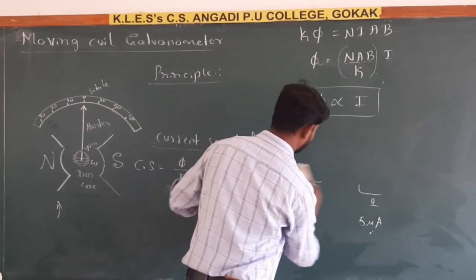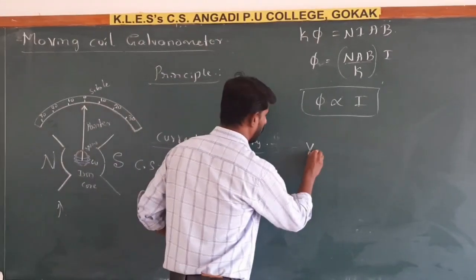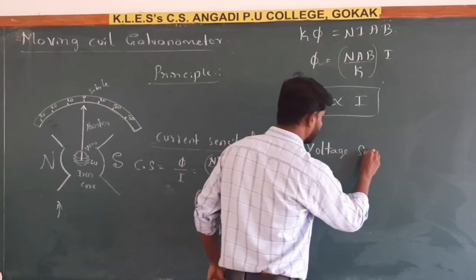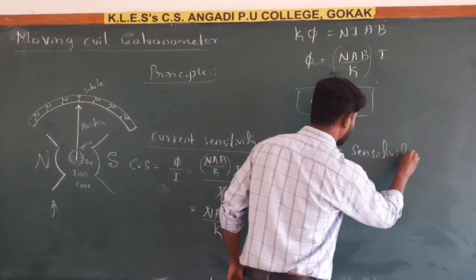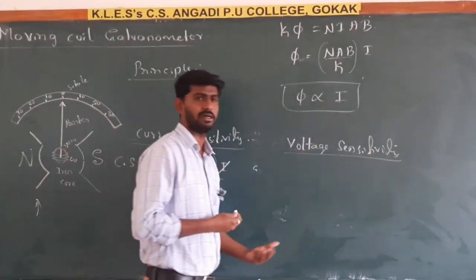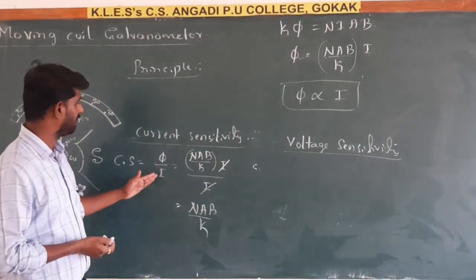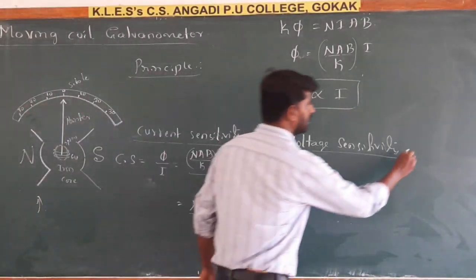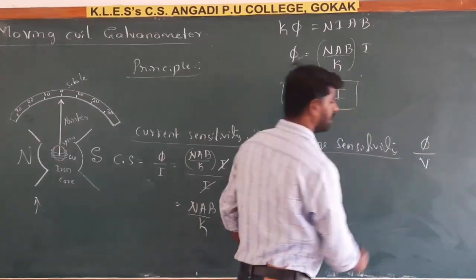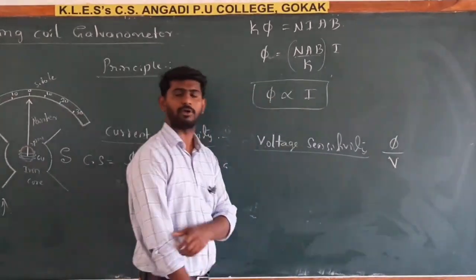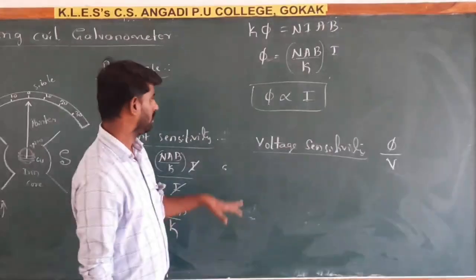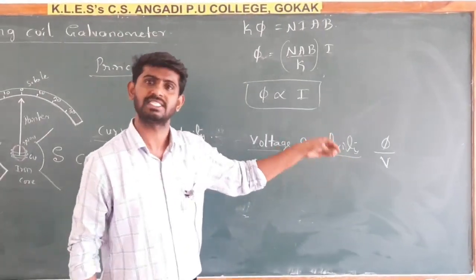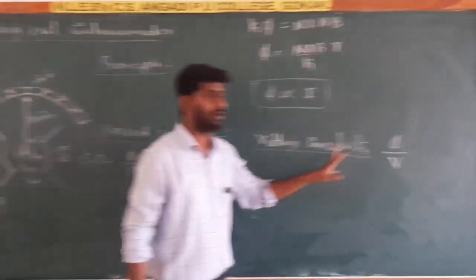Okay, next the same thing, voltage sensitivity. Next one is voltage sensitivity. How can you define voltage sensitivity? Current sensitivity is the deflection per unit current. So how can we say this? The number of deflections per volt. Amount of deflection per volt. So the number of deflections per unit voltage or per unit potential difference applied. So that is called the voltage sensitivity.